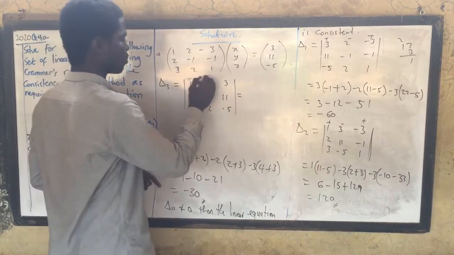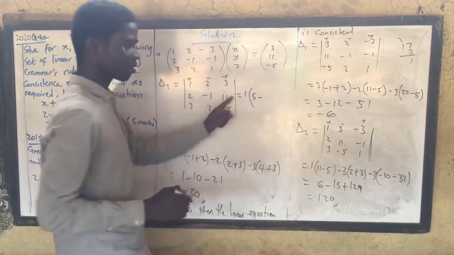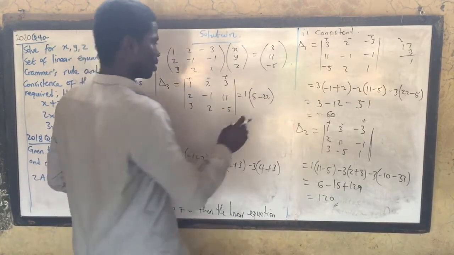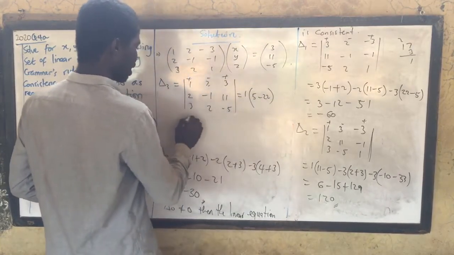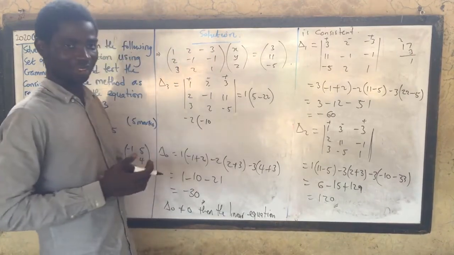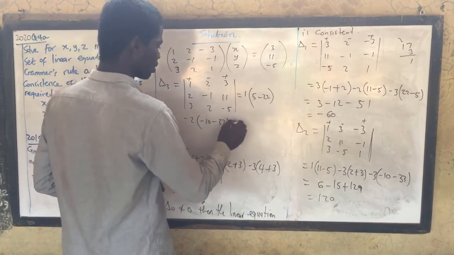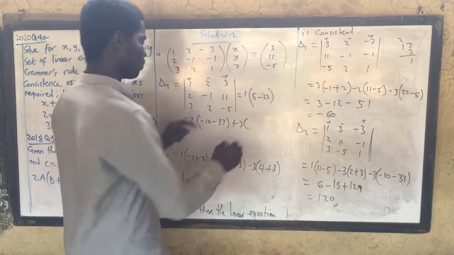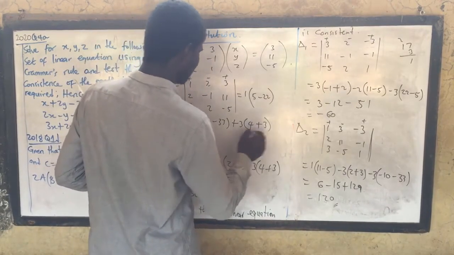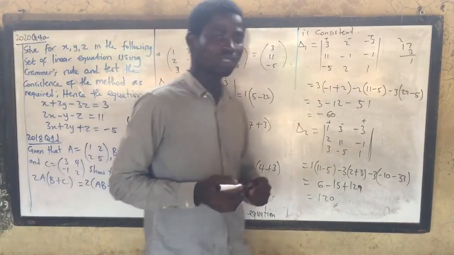So plus minus plus. This is 1. This is 5 minus 22. Right? Then minus 2 is here. Let me write it below. Minus 2 is here. So this is minus 10, right? Minus 33. Then plus 3. This is 4 plus what? Plus 3. So D3 will now be equal to 5 minus 22 is minus 17.